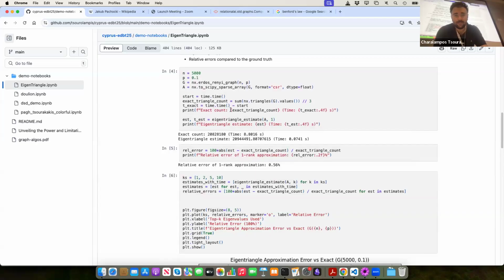If you run it on a simple G(n,p) graph, the exact count was 20,828,000 and so on, and this simple estimate using a single eigenvalue gave 20,944,000 and so on. So there is some error, but instead of computing n eigenvalues, we computed only one, and we got essentially the count. Now, why is this the case?